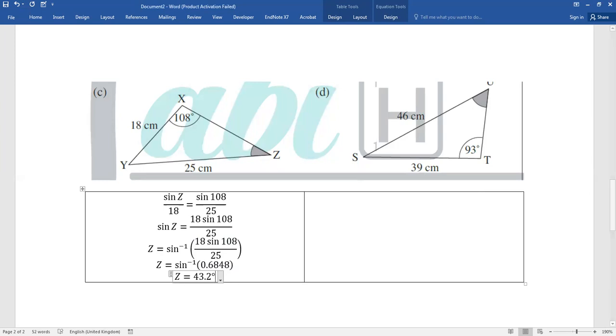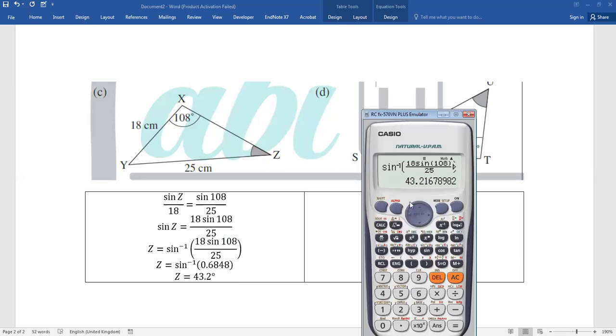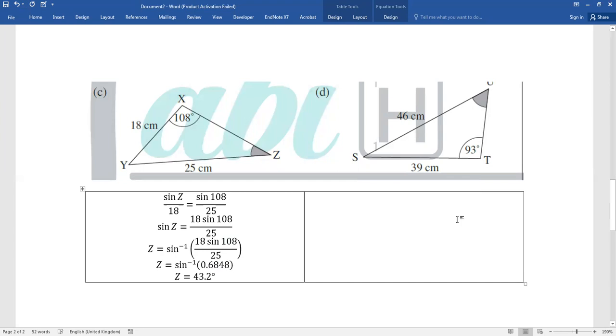So that is how you can smartly use the calculator, or you can just do sine inverse 0.6848. It will still give you the same value. Is this clear? So both of them mean the same thing. Do not worry. Learn to use the calculator in a smart way.